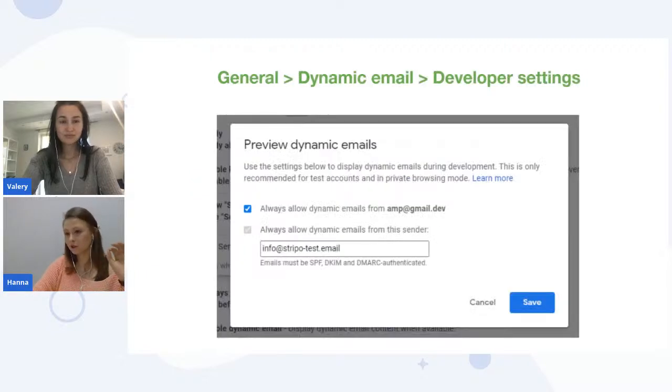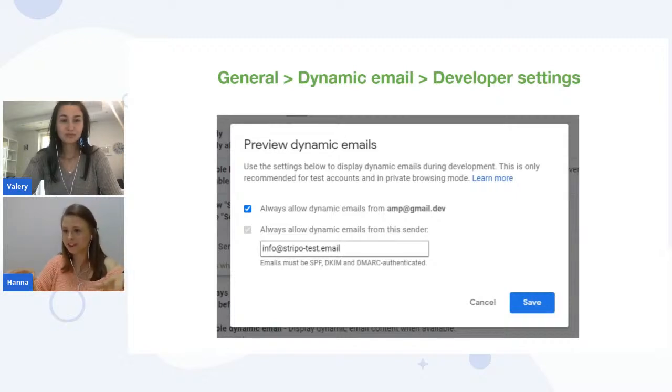So how do you send your test email? Please go to your email, go to general, dynamic email, and developer settings. You would need to add info@stripe-test.email to get test emails from us.